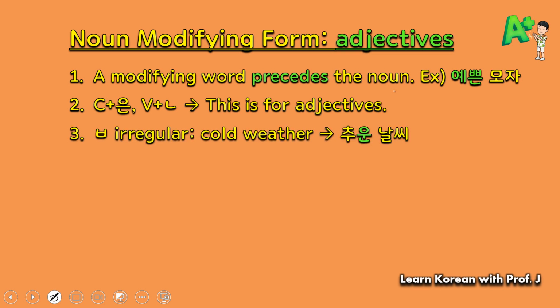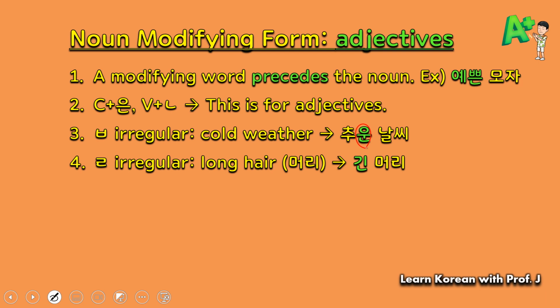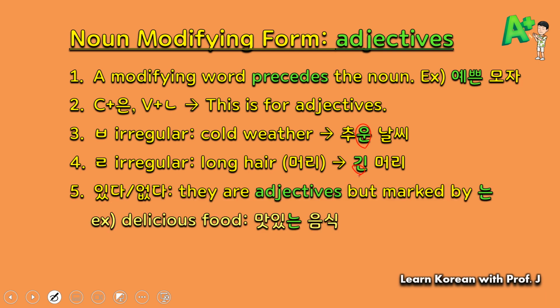For 비읍 irregulars, you need to use 운, as in 추운 날씨. 리을 irregular, you need to use 니은 instead of 리을. So if you want to say long hair, replace 리을 with 니은. 긴 머리. 있다, 없다, they are categorized as adjectives, but they are marked by 는. So delicious food would be 맛있는 음식.